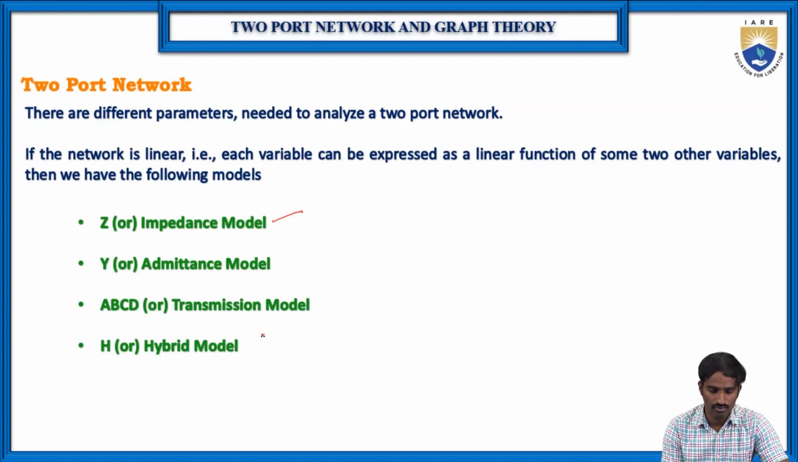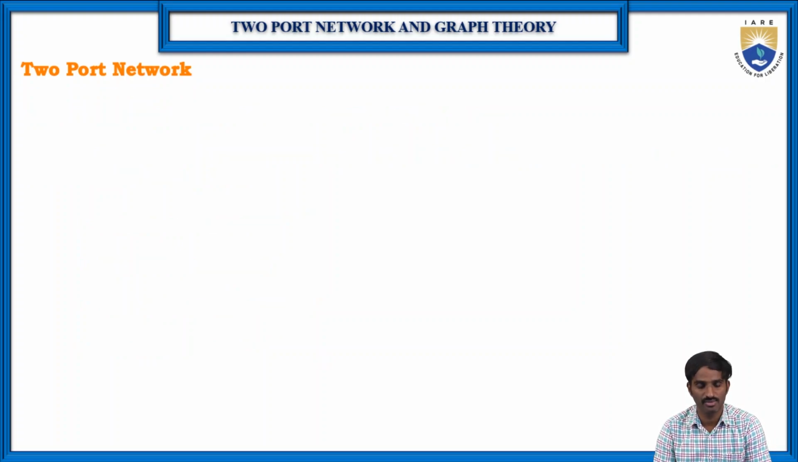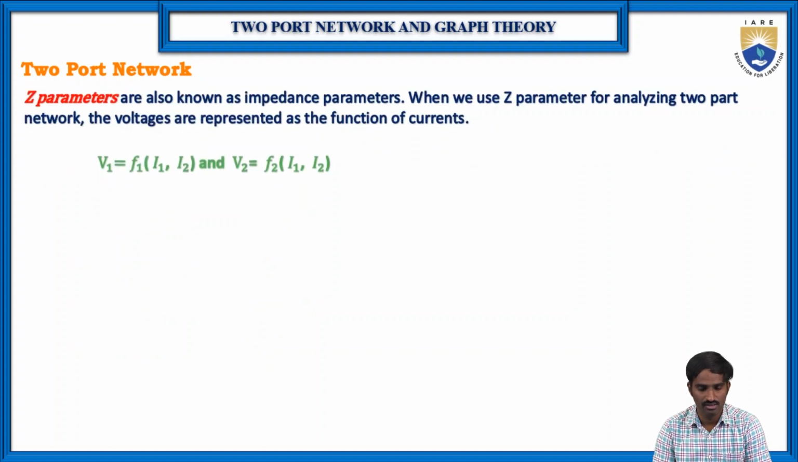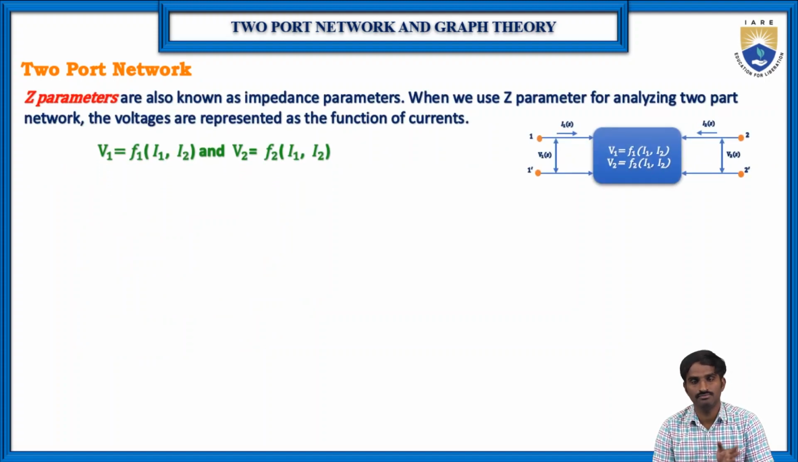Then finally, the fourth one is the hybrid parameters, or we can simply call them the H parameters. So Z parameters, Y parameters, ABCD parameters, and H parameters are impedance parameters, admittance parameters, transmission parameters, and hybrid parameters. One by one we will discuss how we can use the Z parameters to develop the relation between the input voltage and the parameters between the input and output.